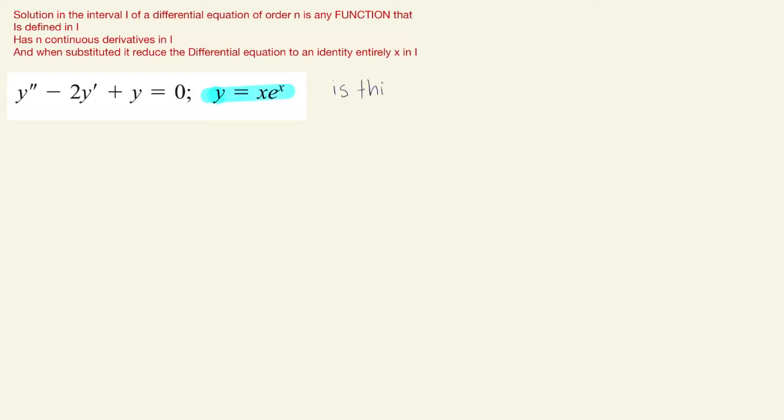Here we're going to see if this equation is a solution to the second derivative of y minus 2 times the first derivative of y plus y equals 0. So we start by taking the first derivative of y, then proceed to taking the second derivative. As you can see here, it's important to remember that when deriving multiplication, it's the first term multiplied by the derivative of the second plus the second term multiplied by the derivative of the first.